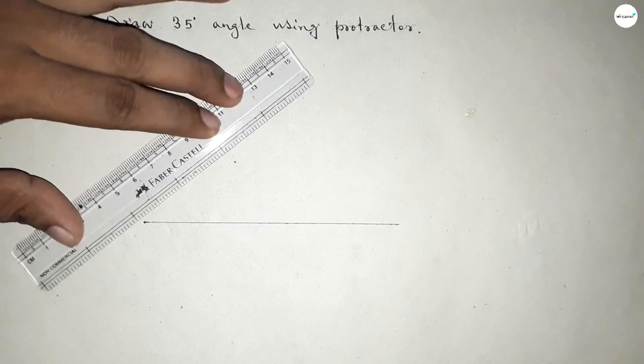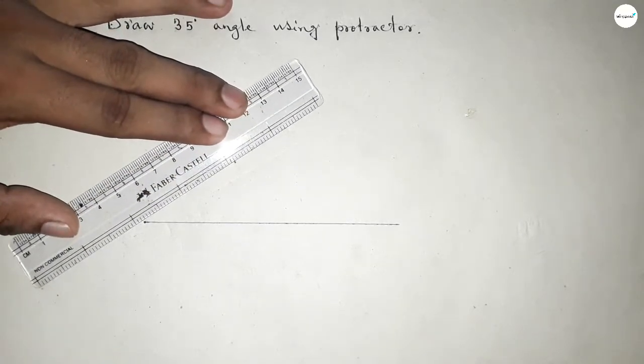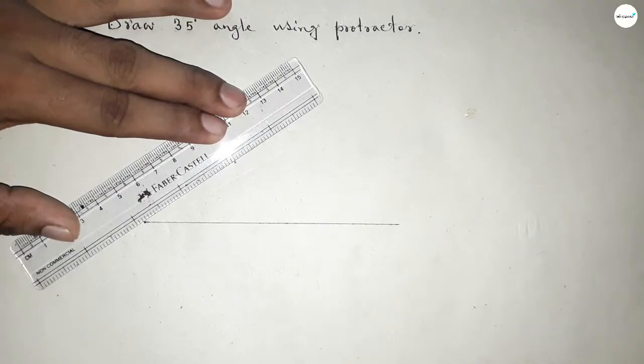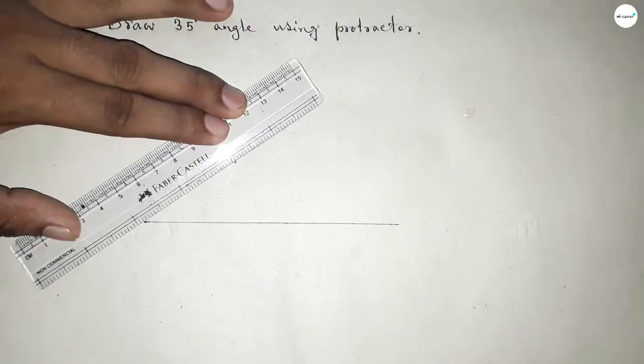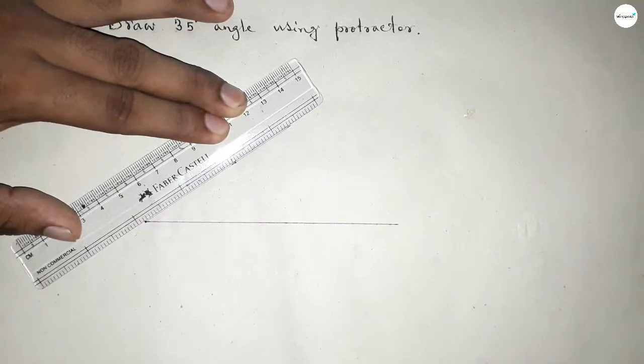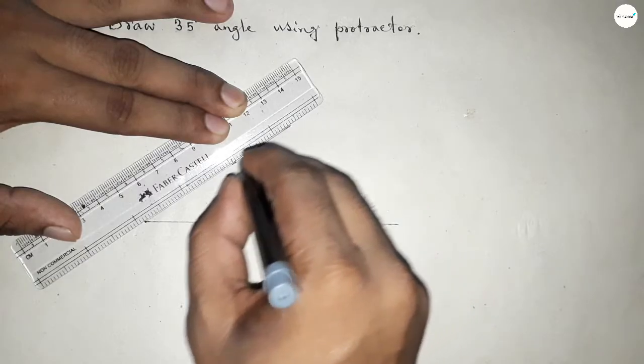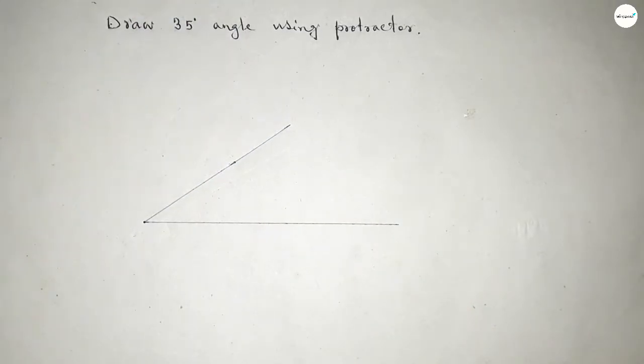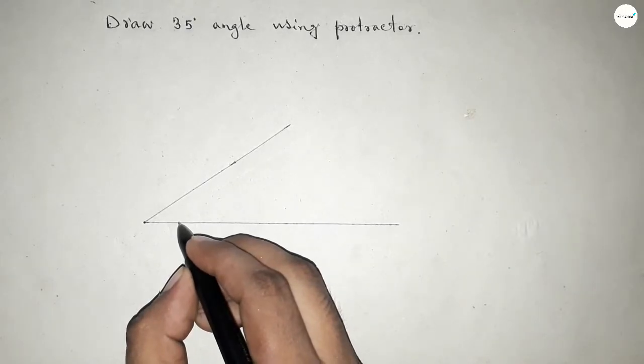Next joining this one to get the 35-degree angle. So now joining this side. Okay, so this is angle 35-degree.